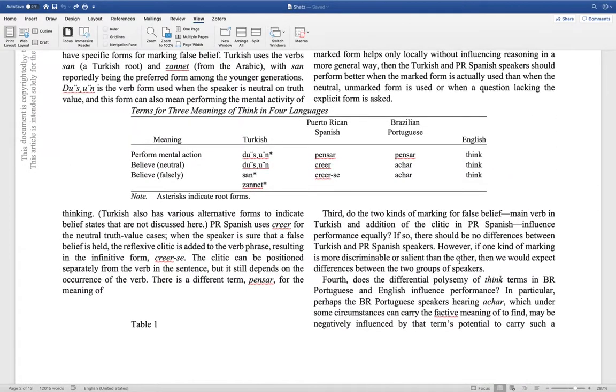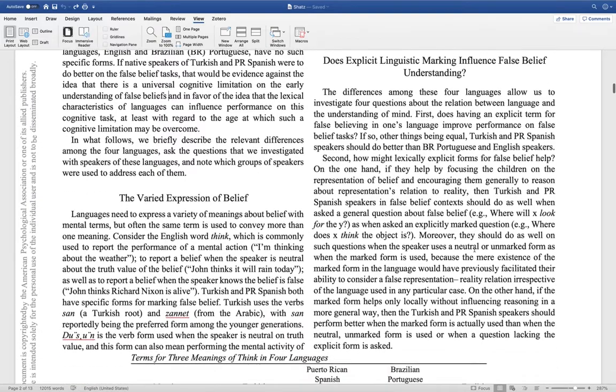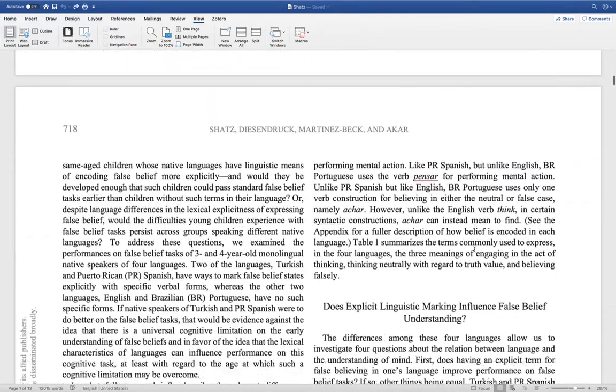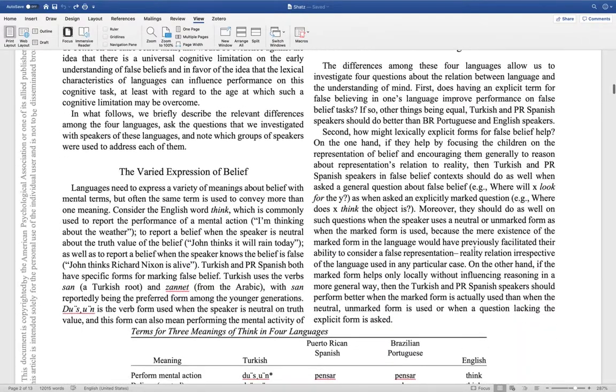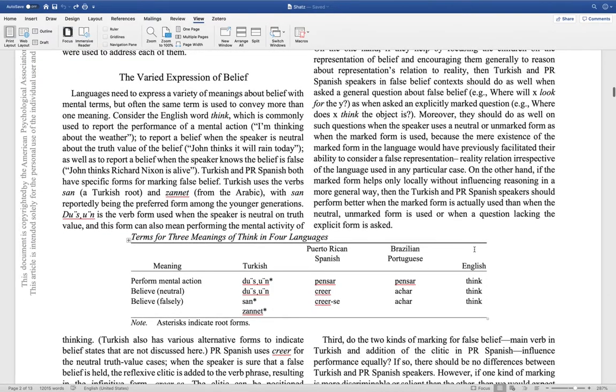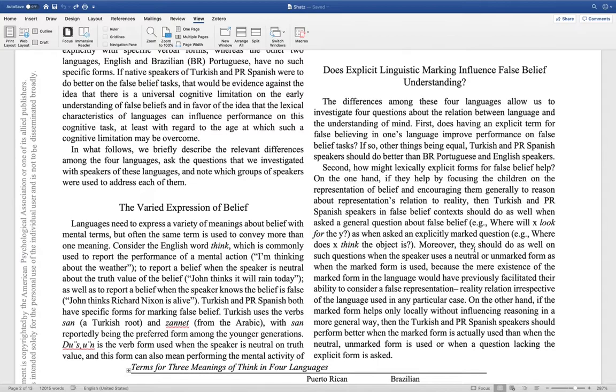We understand how these languages differ, and now we're trying to figure out, well, okay, does experiencing these different languages impact one's ability to think about others? So, where was I? There we go. All right. Does explicit linguistic marking influence false belief understanding?